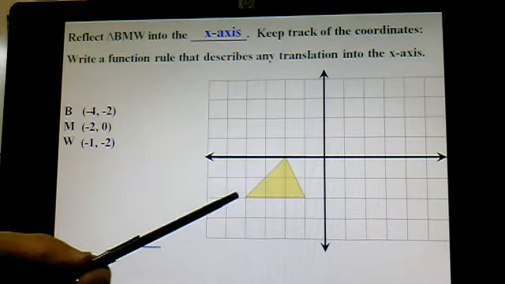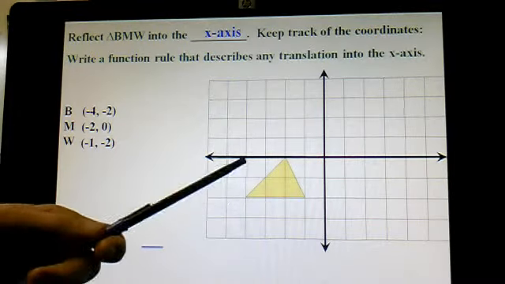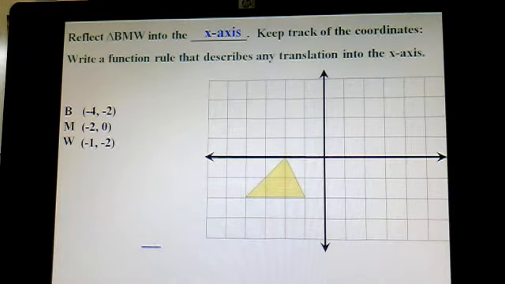So there's your pre-image. Now find B prime, M prime, and W prime. It's kind of obvious for some of you. You're just going to flip this over. So it's 2 down here, now it's going to be up 2 from the x-axis. This one's 2 down, this one's going to be up 2. And of course, M prime doesn't even change. M is the same as M prime.